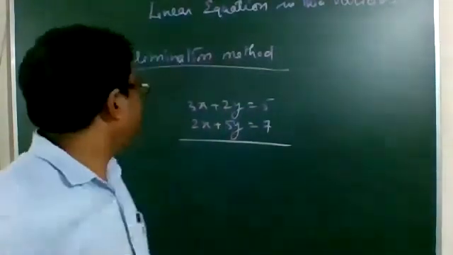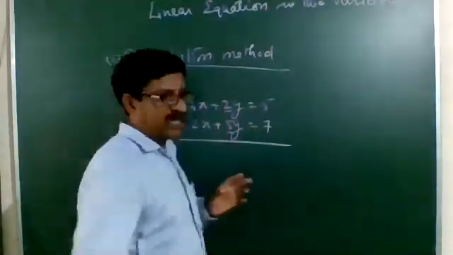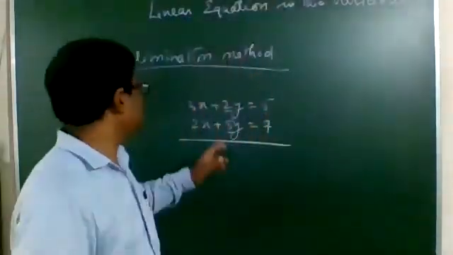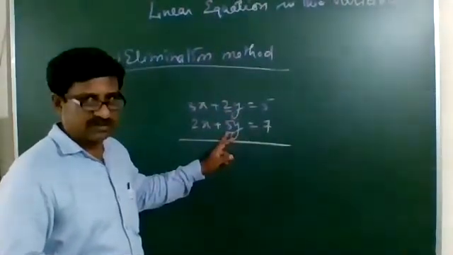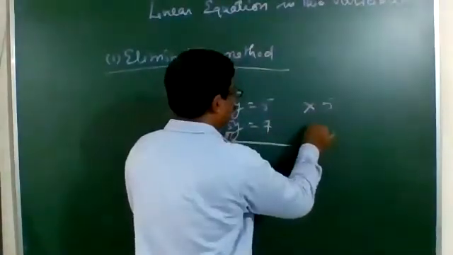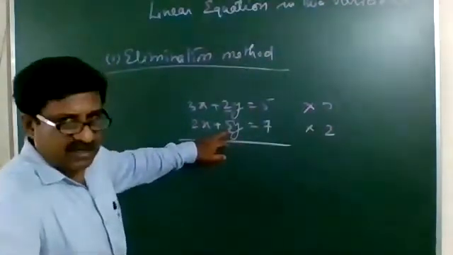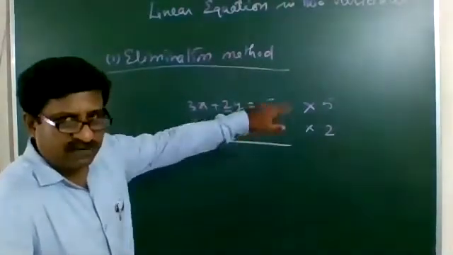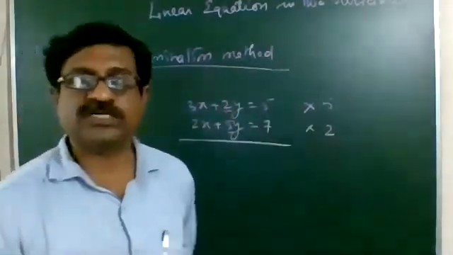To use the elimination method, we see the coefficient of y. If you want to eliminate y, see the coefficient of y. They are different. One has 2 as the coefficient, one has 5 as the coefficient. What you do? Here multiply by 5 and here multiply by 2. Just opposite. If the coefficient of y in the second equation is 5, then you have to multiply 5 over there. And if 2 is given over here, then 2 has to be multiplied over here.